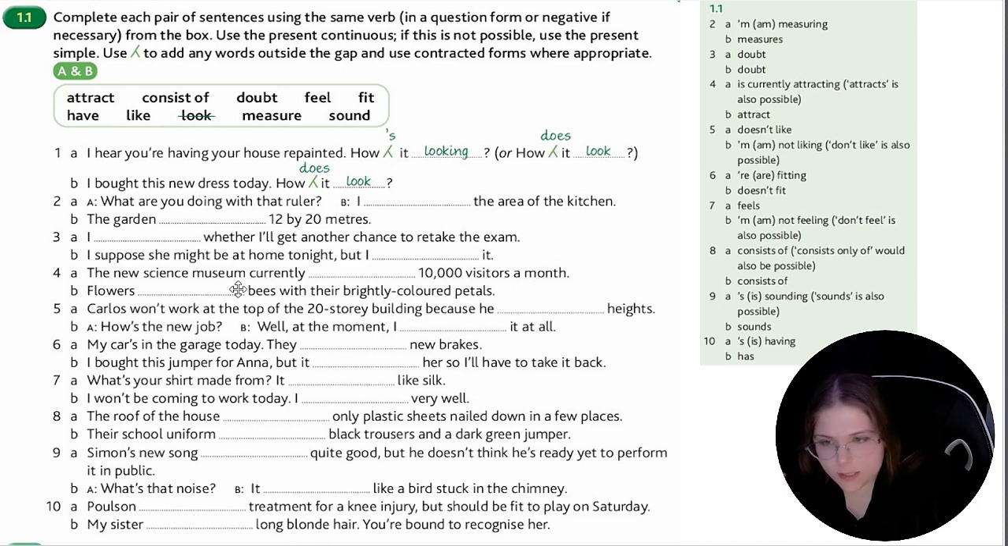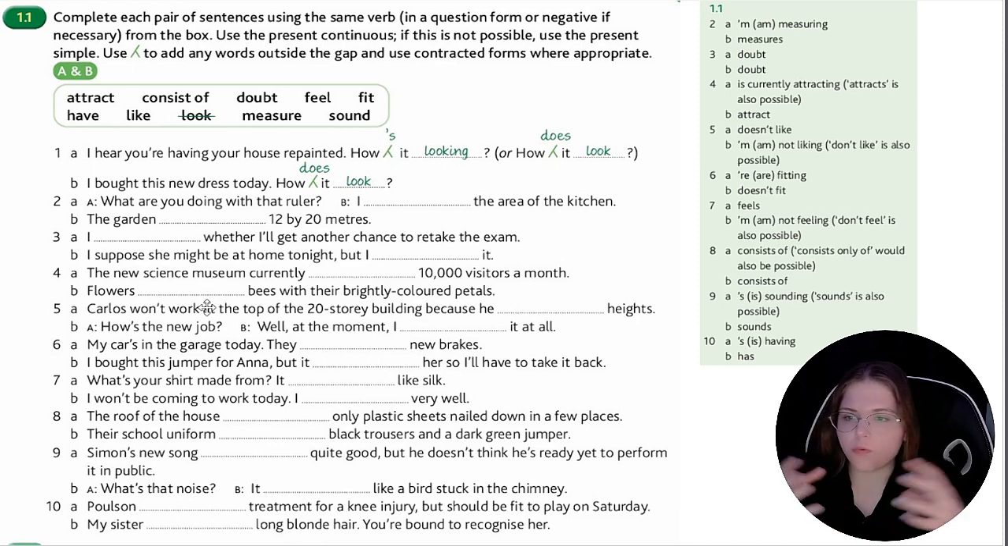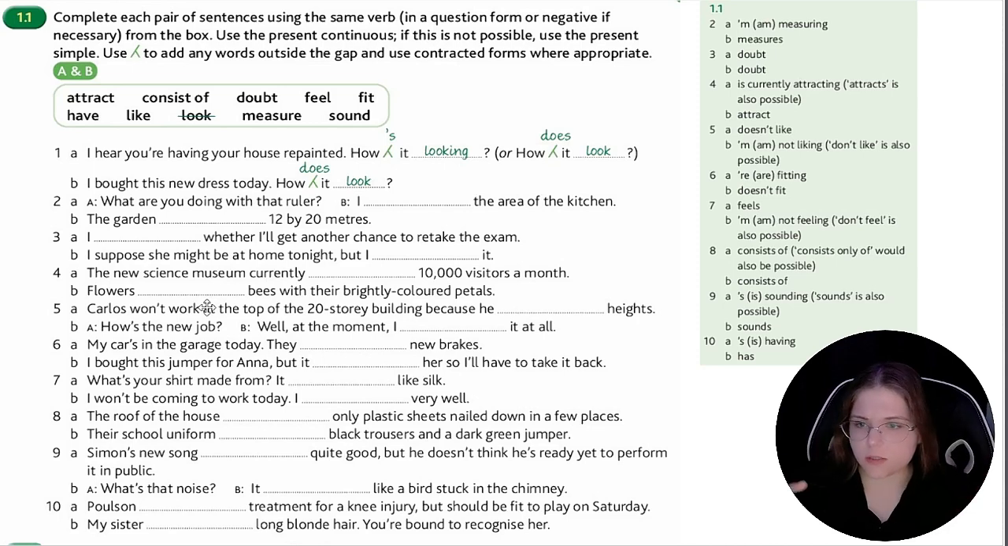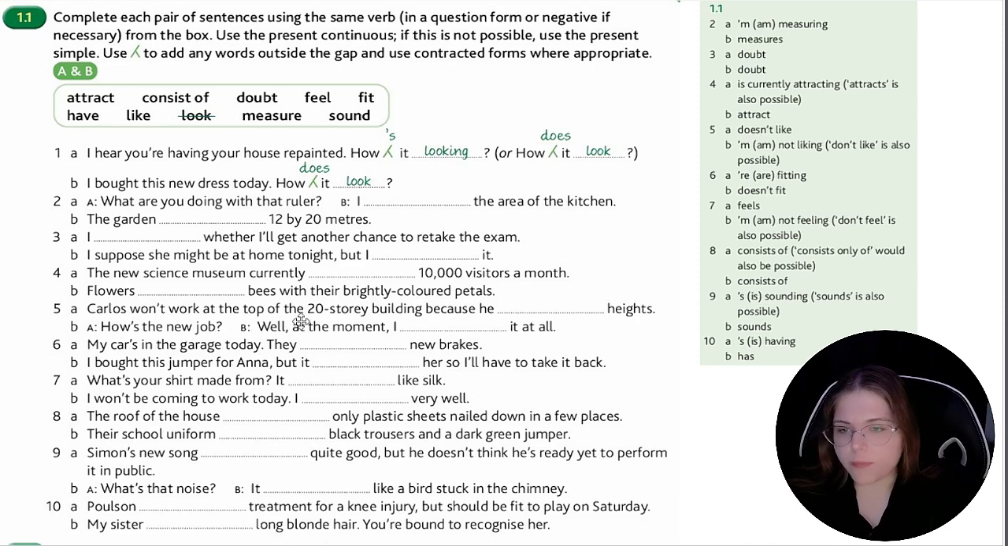Flowers attract bees with their brightly colored petals. They attract generally, always. This is just a law of nature that flowers attract bees. Carl won't work at the top of the 20-story building because he doesn't like heights. This is a fact of him, that he doesn't like it. He is not liking it right now. He just likes or doesn't like.